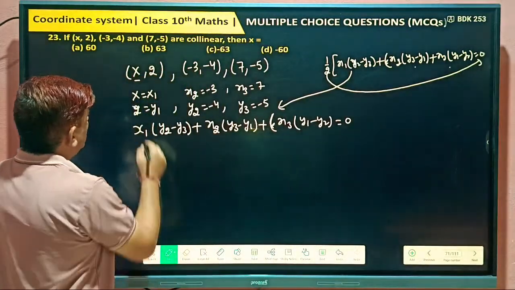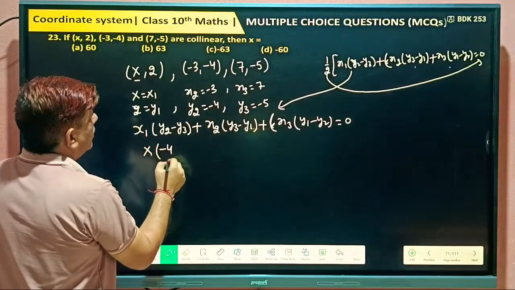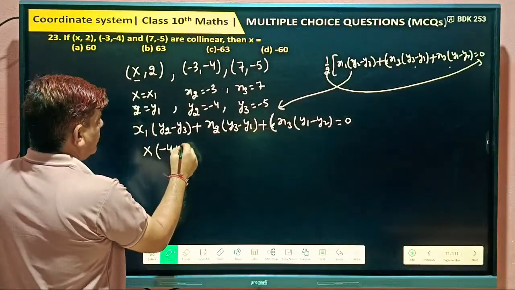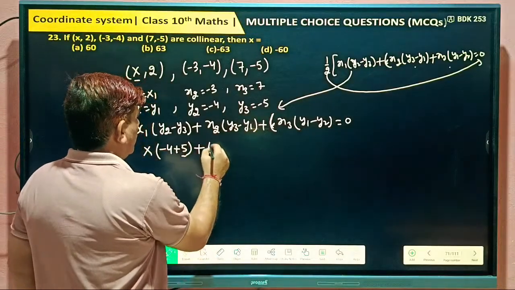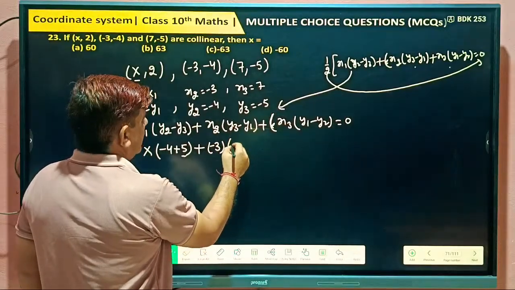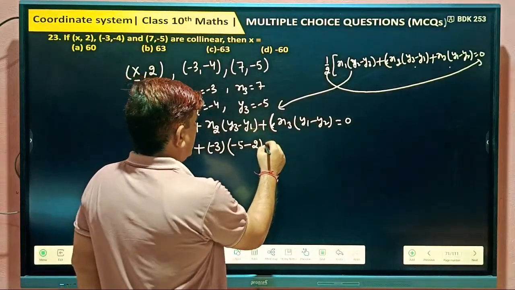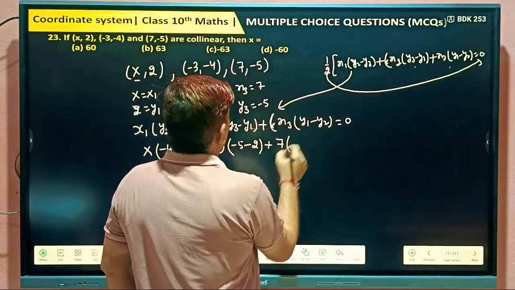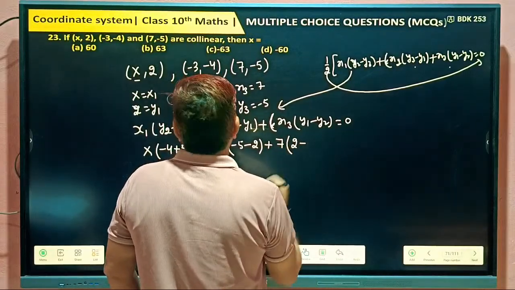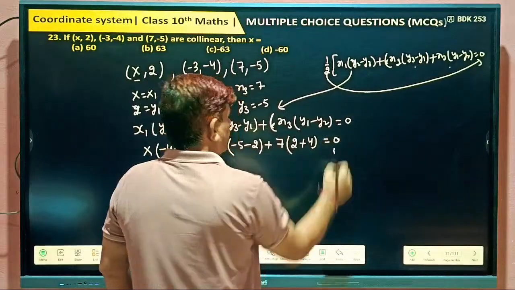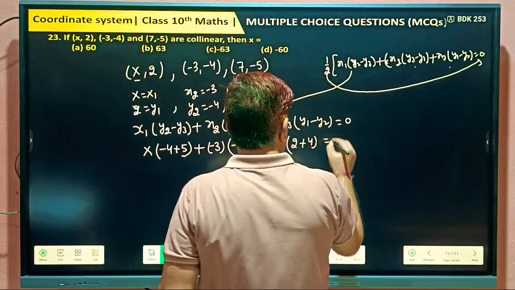So x, what's your x1? x. y2, what's y2? Minus 4, minus y3 which is minus 5, plus x2, what's your x2? Minus 3, y3 minus 5, minus y1, 2. What's y1? 2. Plus x3, what's your x3? 7 into y1, what's your y1? 2, minus y2, minus minus 4, plus 4, equal to 0. If there is a problem anywhere in these, then we can say the calculation mistake is this.